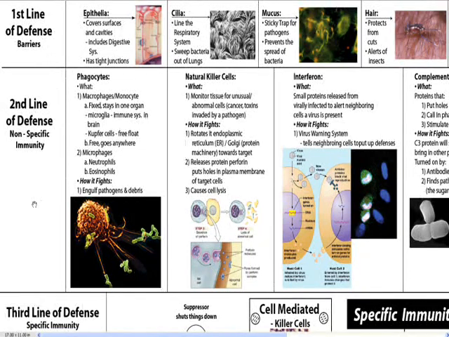Next, we'll do the second line of defense. This is nonspecific immunity. The first element of the second line of defense are phagocytes. Phagocytes are macrophages and monocytes. Basically, they can be fixed so they can stay in just one organ system, like a microglia stays in the brain, a Kupffer cell stays in the liver.